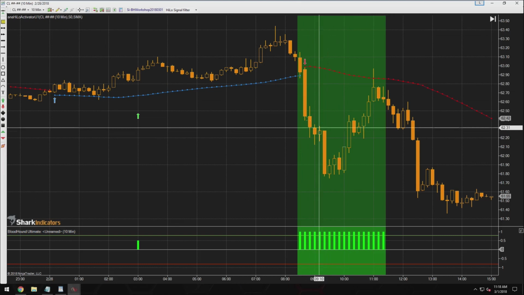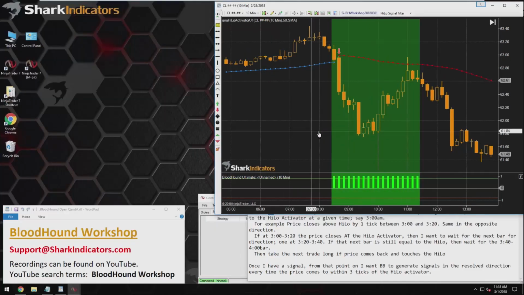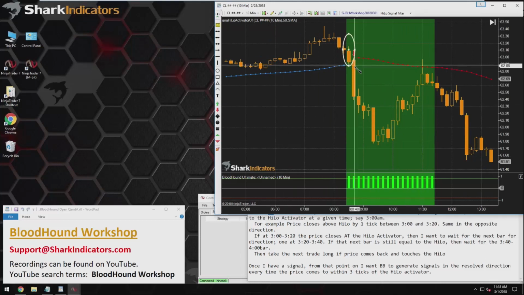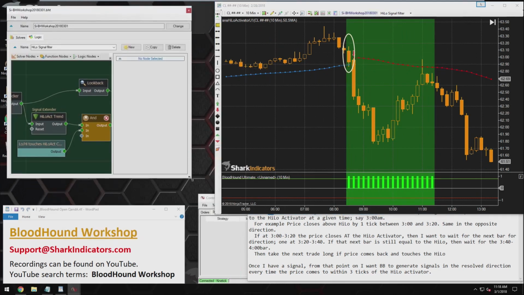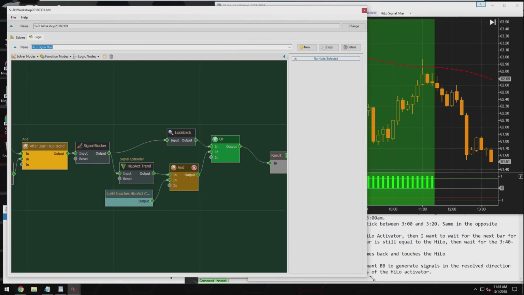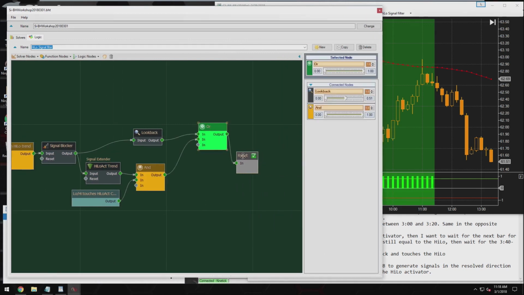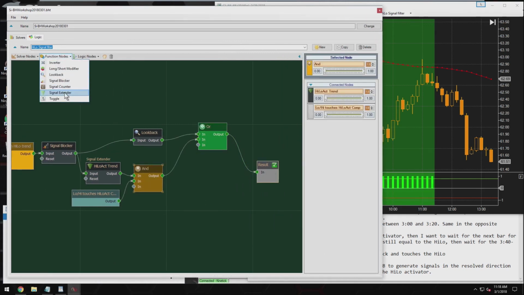But I guess we can clean this up though. So we do want to keep, I guess, this first signal here, right? Because price touched the high-low indicator there. So we want to keep that first one. So what can we do? We can use another signal blocker if we want to clean things up.